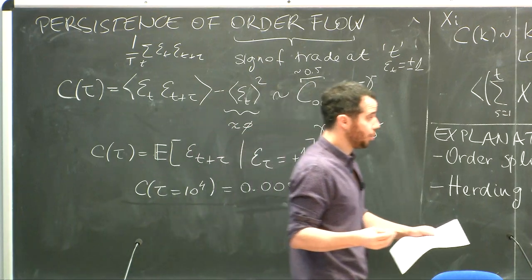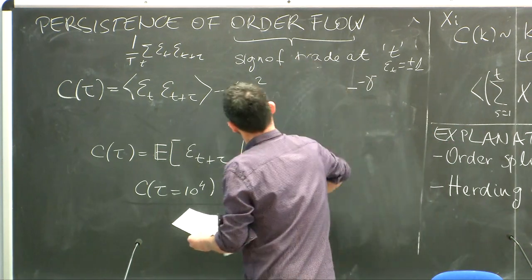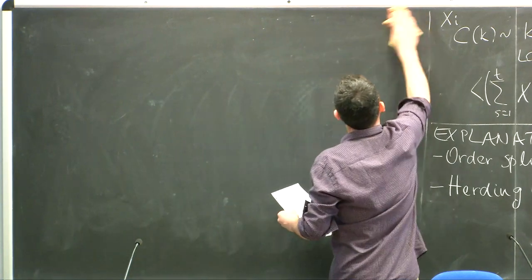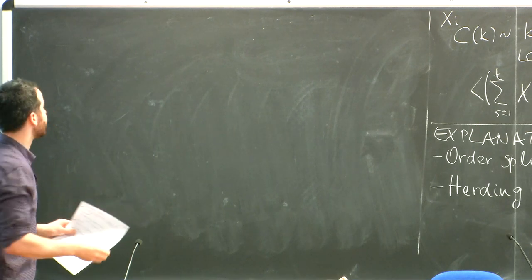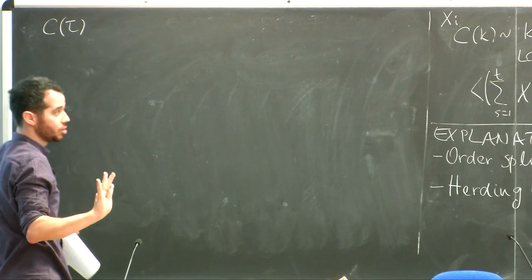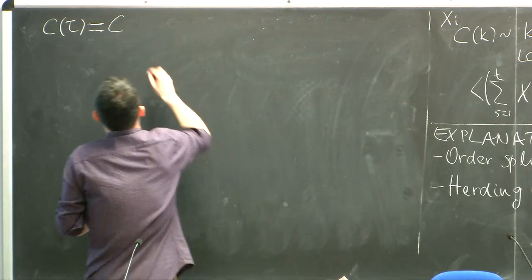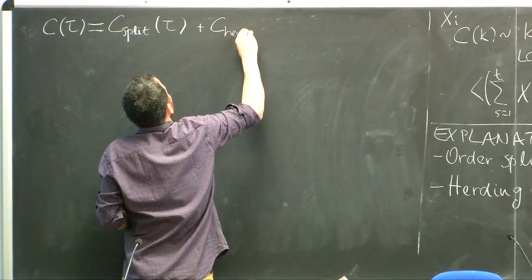And so your goal here is to write up this C_T the following way. Actually, I'll come here because it won't be visible there. What your goal is: you have the total correlation that you had before, and what you would like is to decompose it into a part coming from splitting and a part coming from herding. So we will try to define these things.